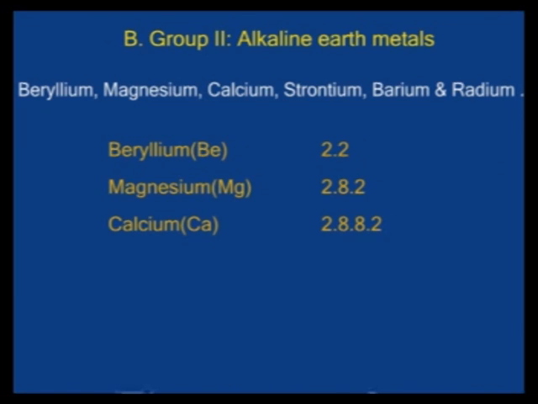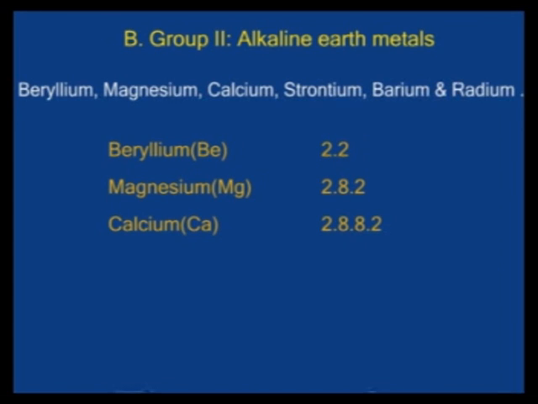The next family of elements that we are going to look at are those that belong to group 2, the alkaline earth metals. Alkaline earth metals include beryllium, magnesium, calcium, strontium, barium, and radium. But we are going to look at the first three of them. The electron arrangement for the first three elements are: beryllium has 2,2, magnesium has 2,8,2, and calcium has 2,8,8,2.